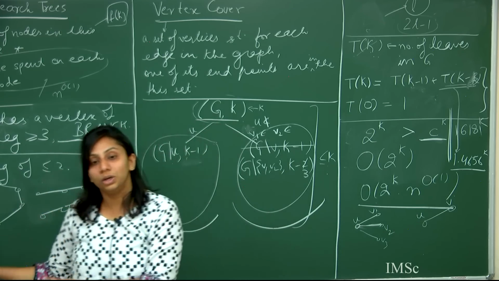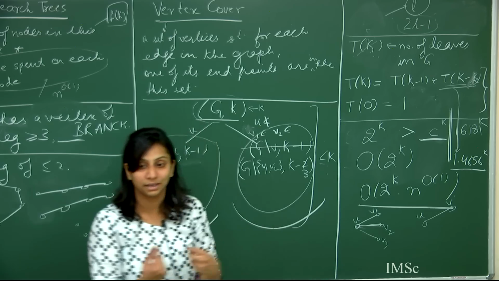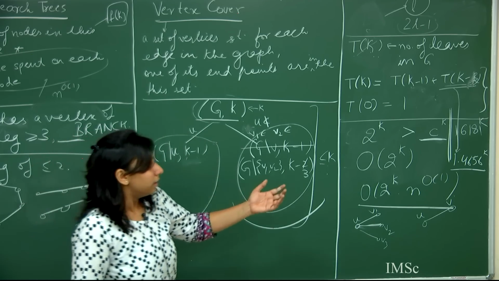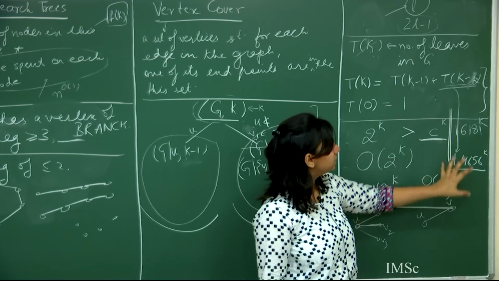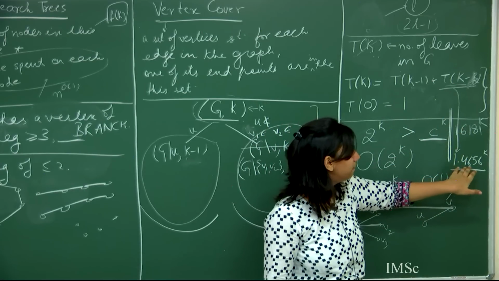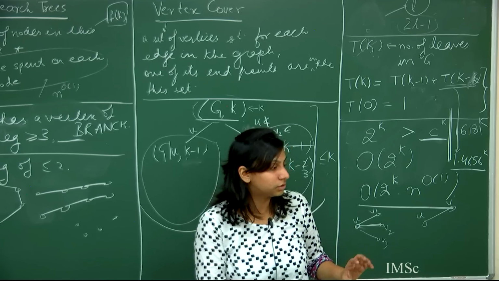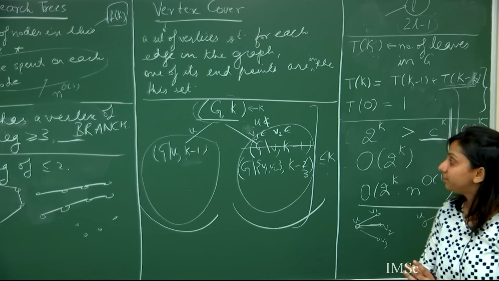But this is not the only way in which you can hope to get better algorithms for vertex cover. There are other observations, which maybe you'll see, to get better algorithms for vertex cover, and using those you can definitely get better than this. So there are definitely better algorithms than this. But this was one way of getting better algorithms for vertex cover.